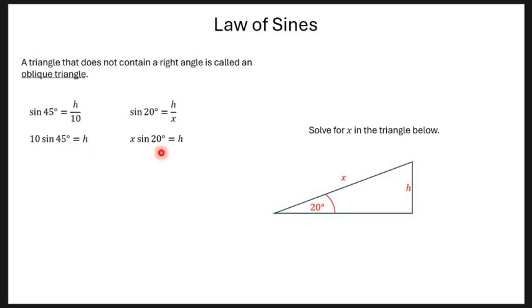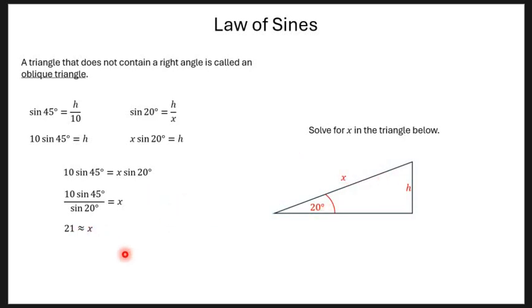Because they're both equal to h, they're equal to each other, so 10 times the sine of 45 degrees is equal to x times the sine of 20 degrees. And I can solve for x by dividing both sides by the sine of 20 degrees. So here I have x is 10 times the sine of 45 degrees divided by the sine of 20 degrees. And if I type that into my calculator, making sure I'm in degree mode, I'll get x is approximately 21. So that is the value of x.